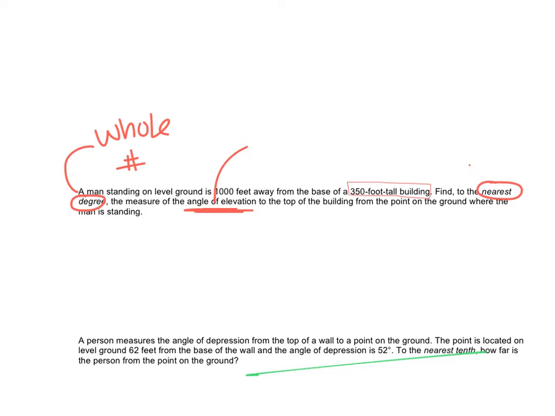So that's going to require SOHCAHTOA. But the thing is, whenever we have angles, we want to do inverse trig. And we want to find out the angle of elevation to the top of the building from the point on the ground to where the man is standing. So this is going to require SOHCAHTOA, as we said before.